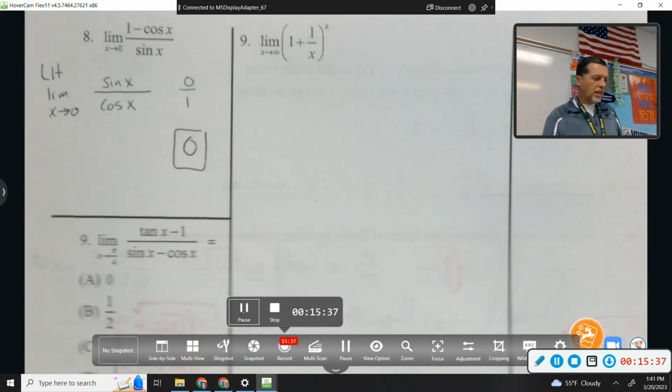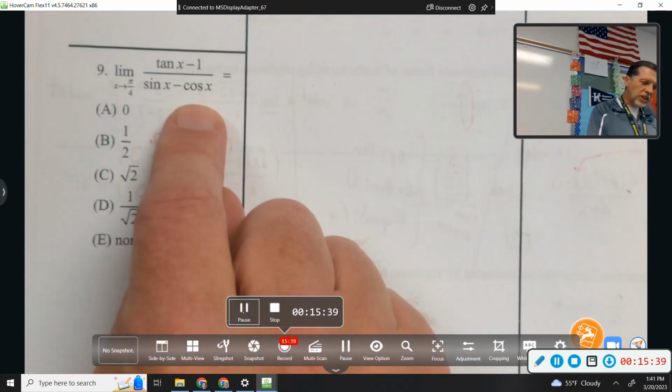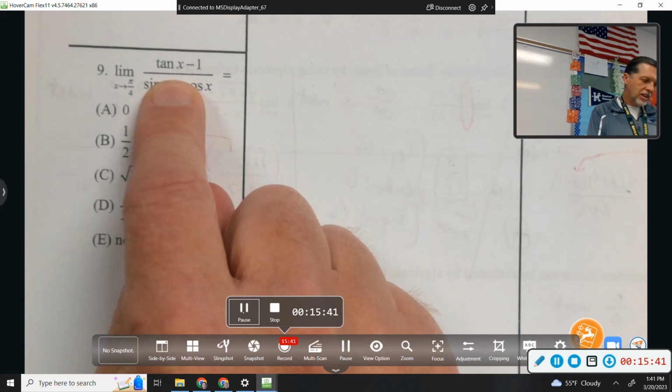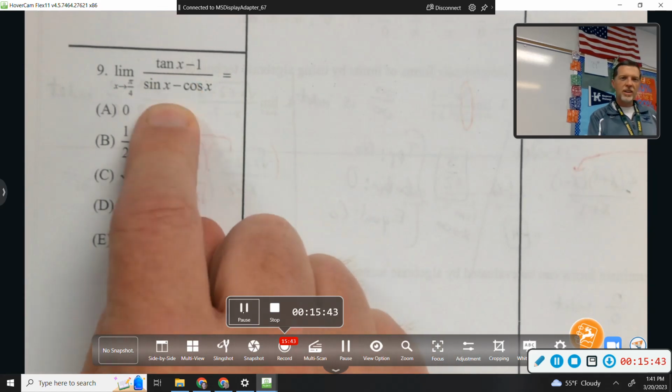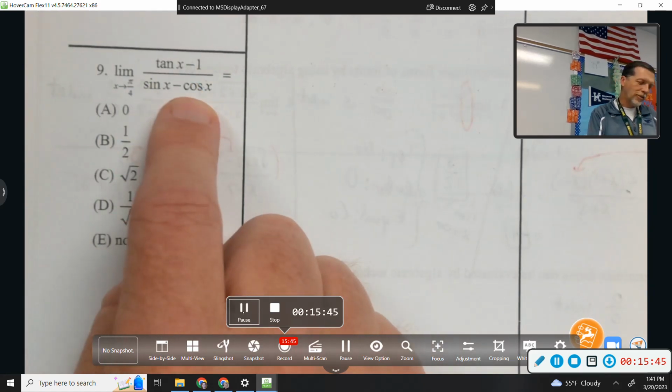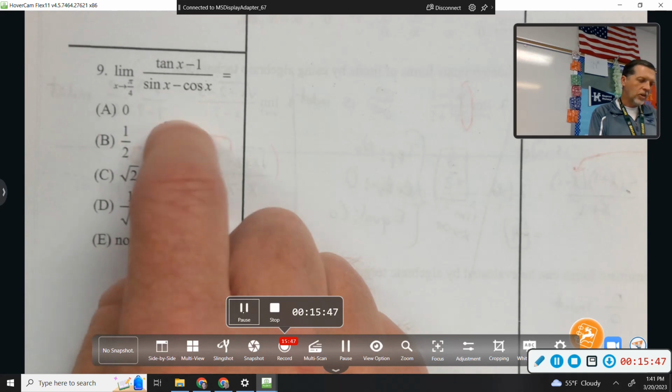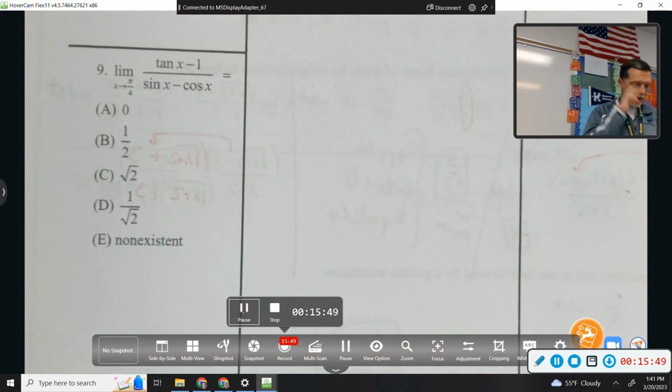Looking at number 9, I'm sure you get 0 over 0 because tangent of pi over 4 is 1, and sine and cosine of pi over 4 are the same thing. So this is another L'Hopital's problem.